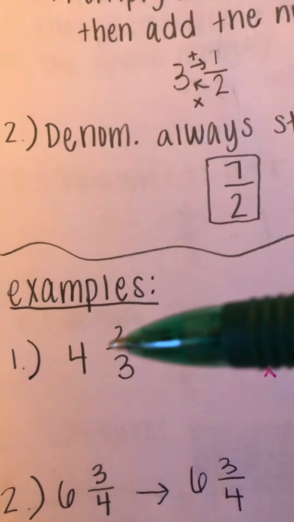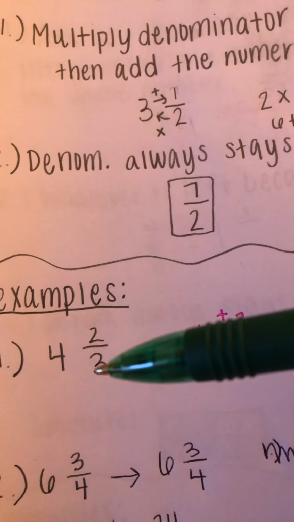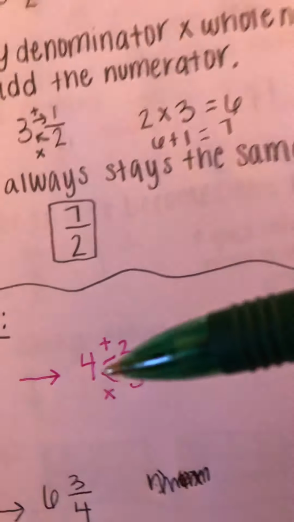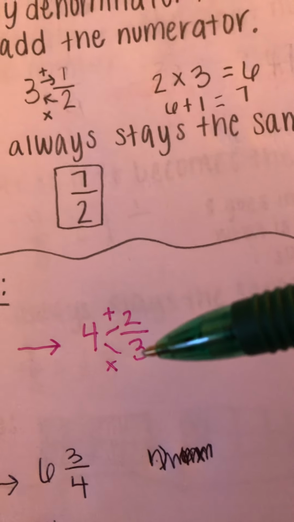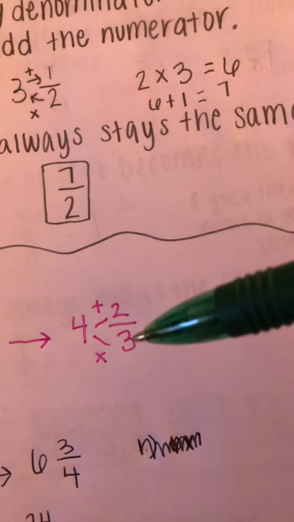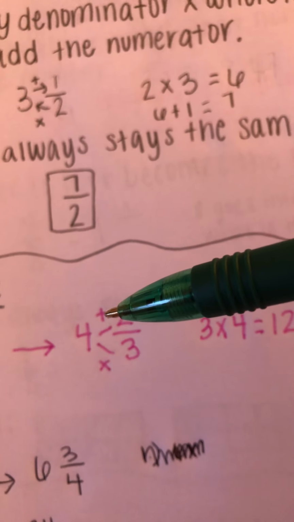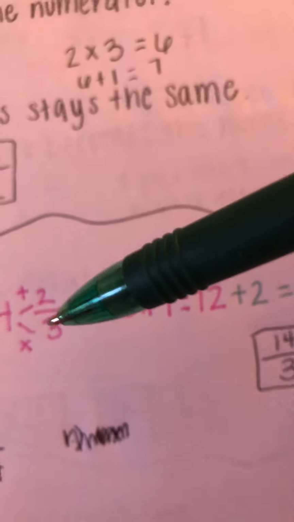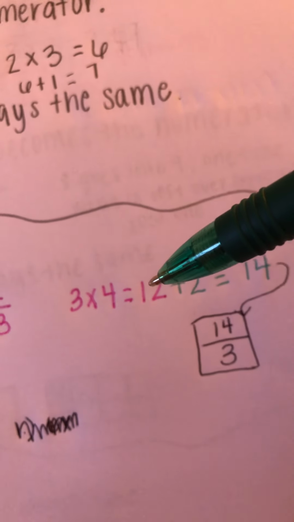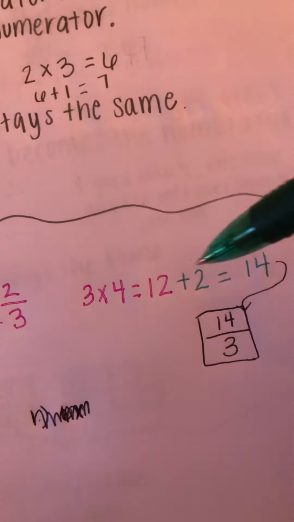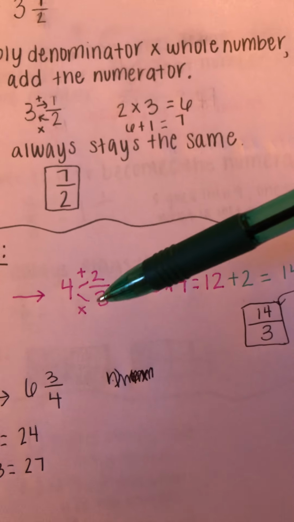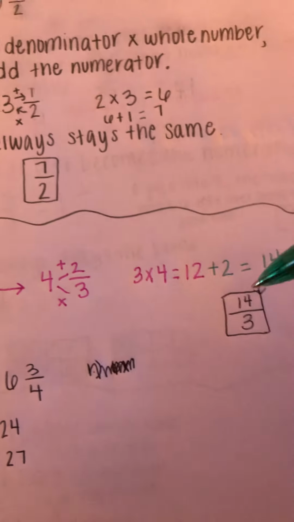So number 1, 4 and 2/3. It might ask you to change your mixed number to an improper fraction. So what do you have to do? You have to multiply the denominator by the whole, 3 times 4, and then just add the numerator to it. So I did it over here. 3 times 4 gave me 12. Then I just add the numerator, which is 2, and that got me 14. And my new answer is 14/3 because I always need to keep my denominator the same. It's 3.